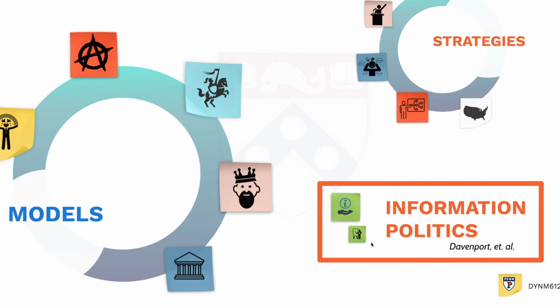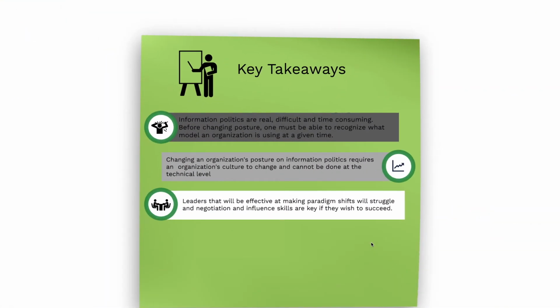The key takeaways the authors want us to take are summarized as follows. Politics in organizations are real, and as such, information politics are just as real, difficult, and time-consuming. One must be able to recognize what model of information politics an organization is using before attempting to change anything about it. Changing that organization's posture on information politics requires a culture change and cannot be done at the technical level, despite how much money and how much time is invested by organizations.